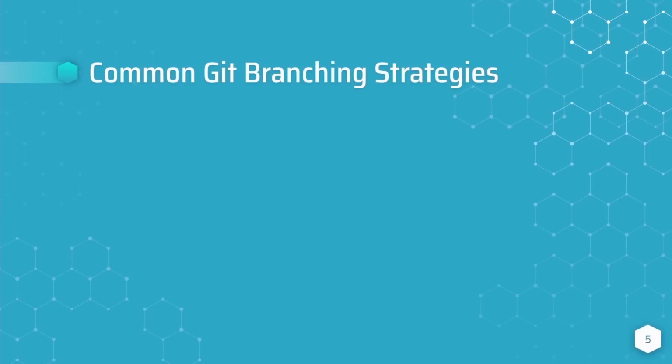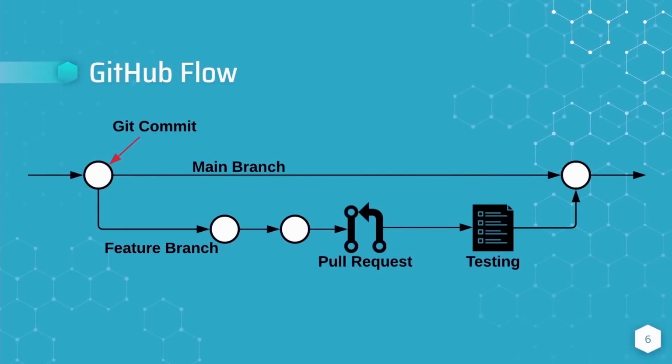Some of the most common branching strategies in Git include the following: the GitHub flow, the Git flow, and the GitLab flow. Let's take a look at each of these branching strategies. We'll start with the GitHub flow. The GitHub flow is the simplest workflow of the three. Each of the white circles in the graph represent Git commits.